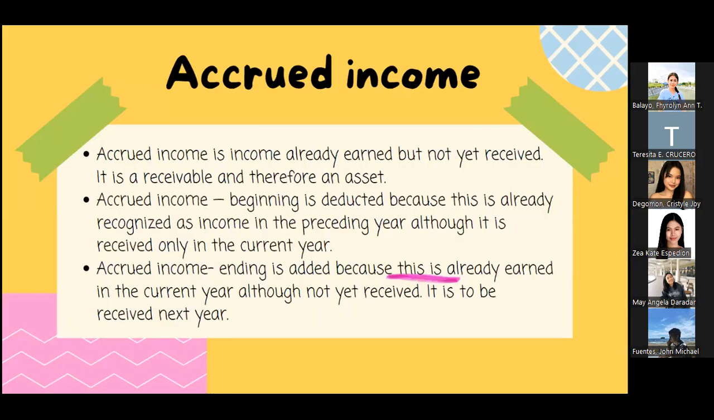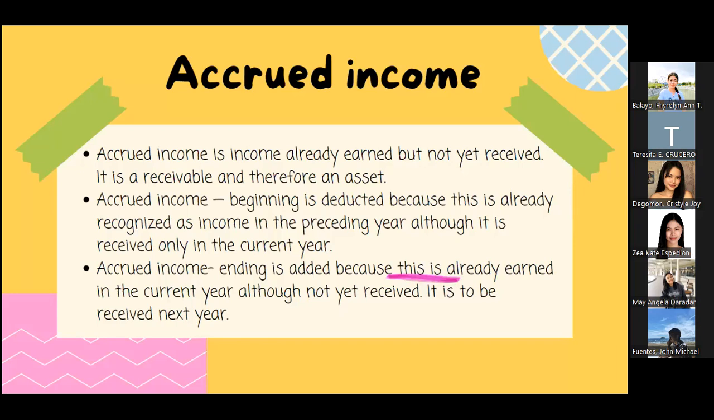Accrued income. This is the exact opposite of deferred income. Accrued income is income already earned but not yet received. Although it is not yet in hand, accrued income is recorded on the books when it is earned in accordance with the accrual accounting method. It is a receivable and therefore an asset. Examples are accrued interest receivable, accrued rental receivable, or accrued royalties receivable.